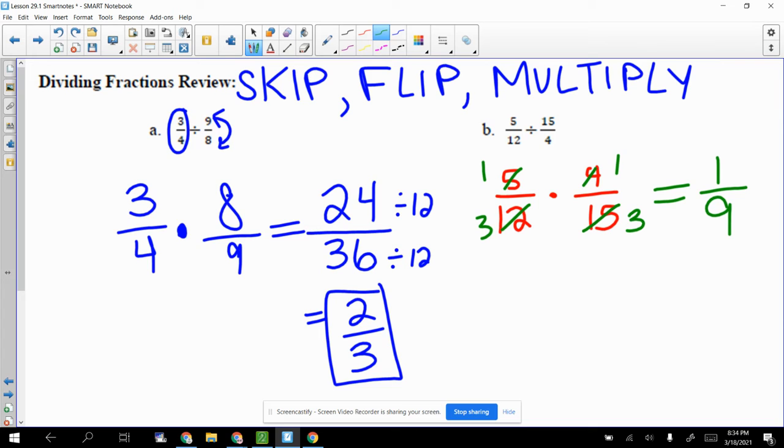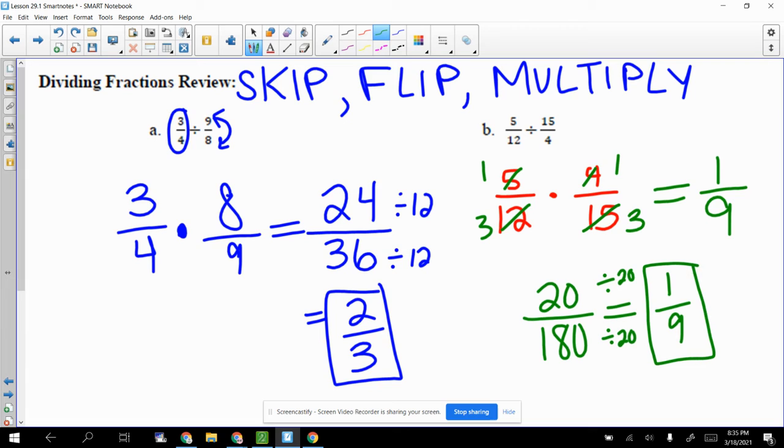So then when you actually go across and multiply, 1 times 1 is 1, 3 times 3 is 9. Okay. Or if you didn't simplify in the beginning, you could have done it like we did the last one, which you would do 5 times 4 and across the numerators is 20. And then you could do 12 times 15, which is 180. And then you would just have to know how to simplify this. So if you were to divide the top and bottom by 20, you would also get 1/9. So either way, whichever way you prefer, that's how you divide fractions, okay?